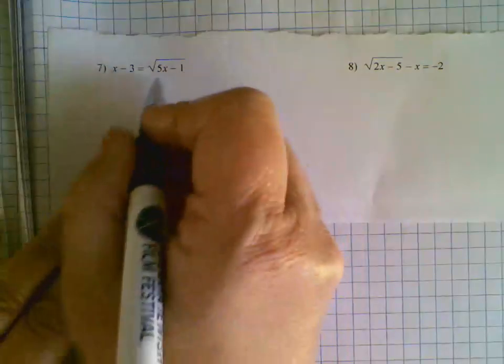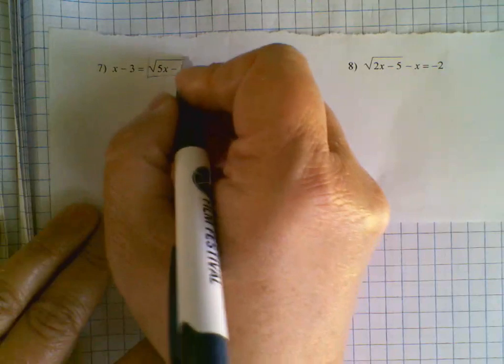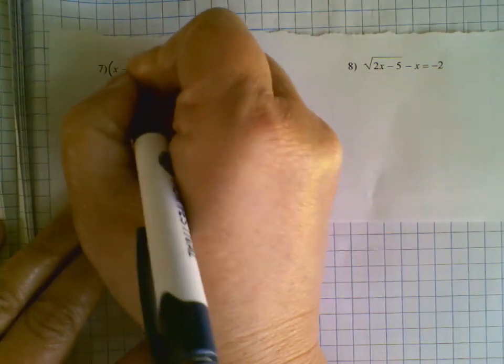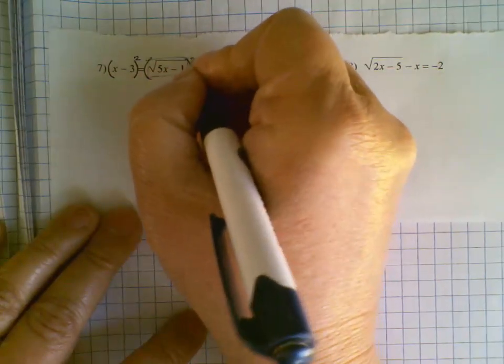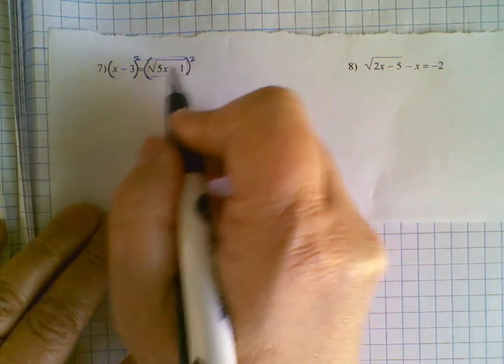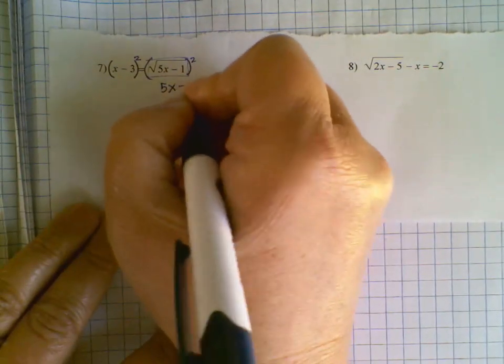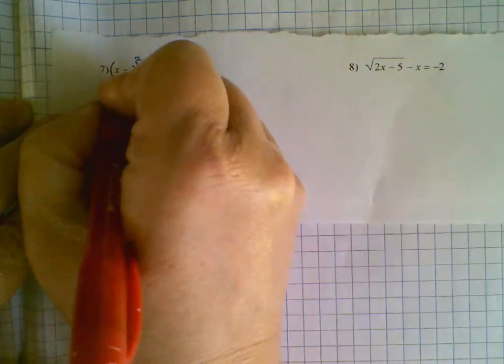So first make sure your radical is by itself, which this one is, and then we're going to square both sides. But notice I'm putting this in parentheses and squaring that, and then squaring this side. On this side, the radical cancels out with the square. That's no problem. That becomes 5x minus 1. But to deal with this, I have to do a little extra work.